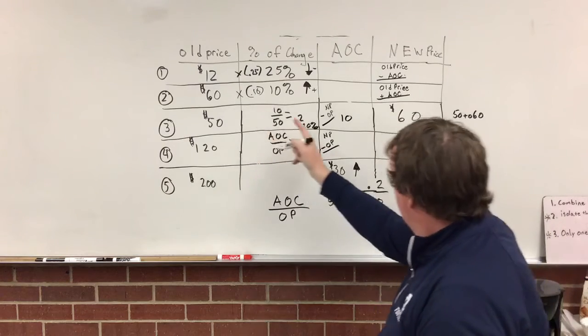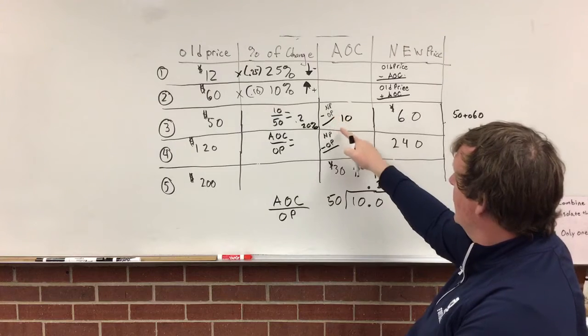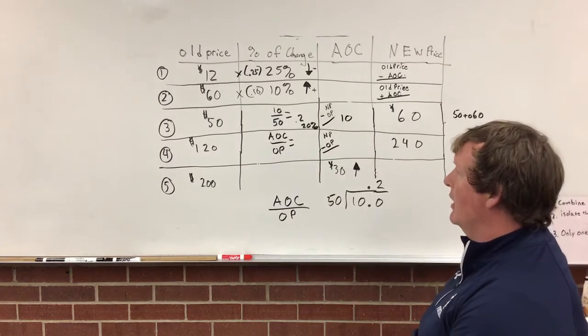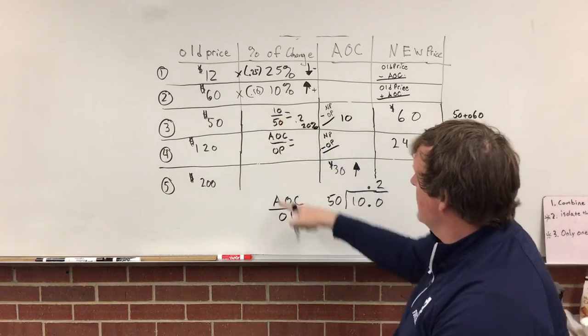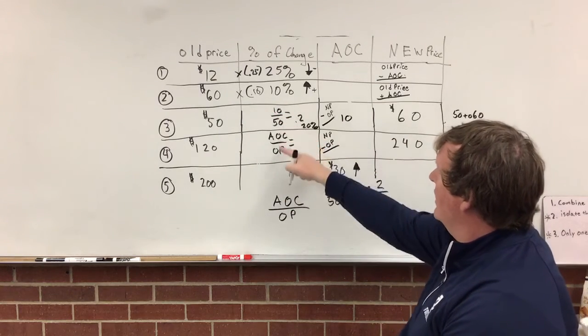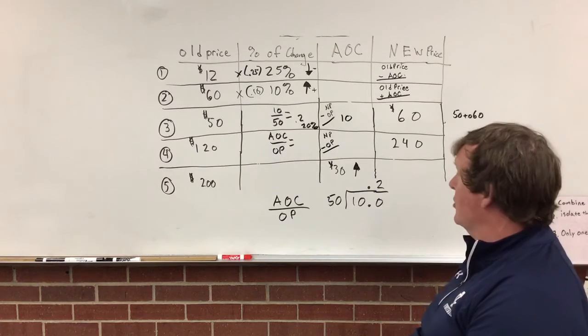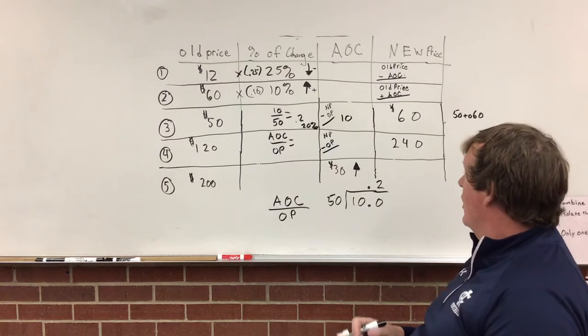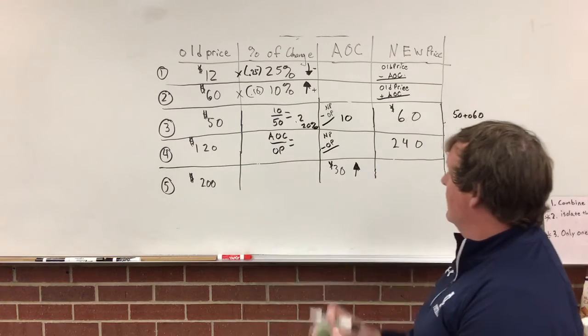Okay, so repeating 3 and 4, we subtract the old price from the new price to get the amount of change. And then we take the amount of change and put it on top and the old price on the bottom and divide to get a decimal. And then we change that decimal to a percent. Okay, that just leaves us with problem number 5.